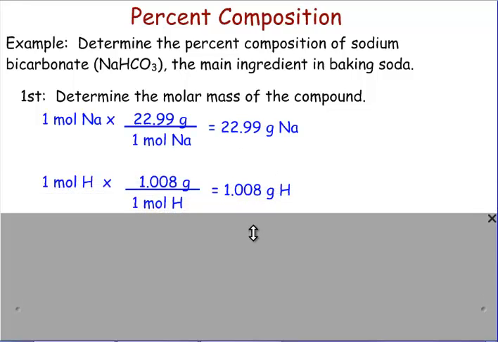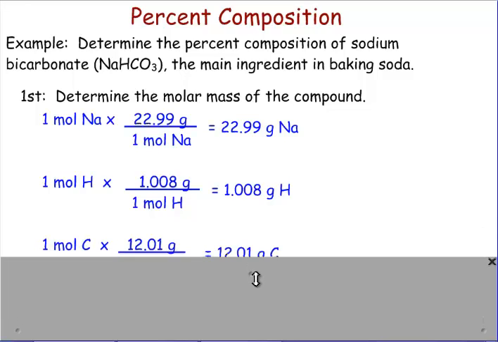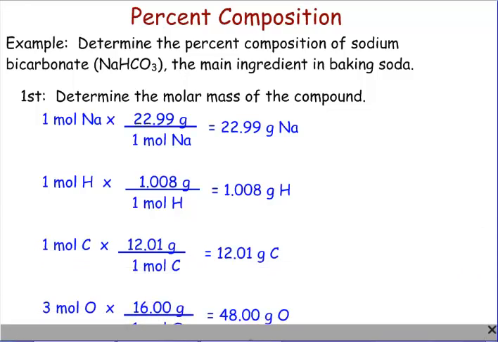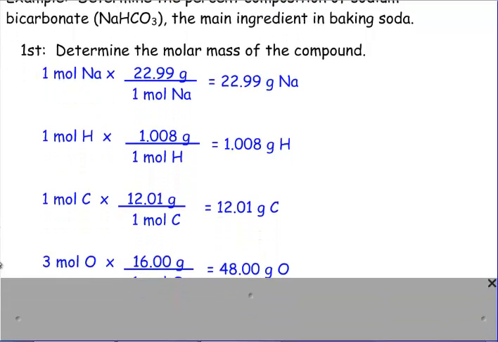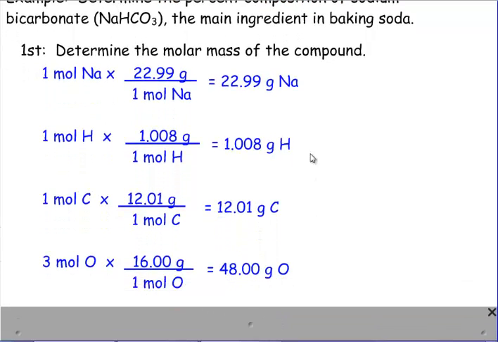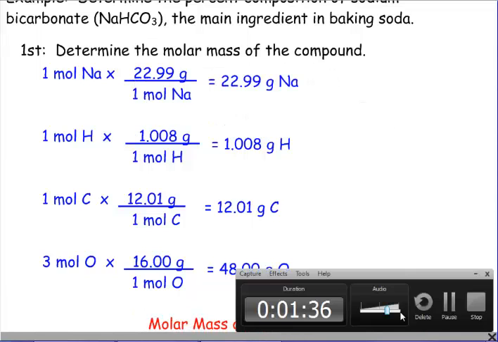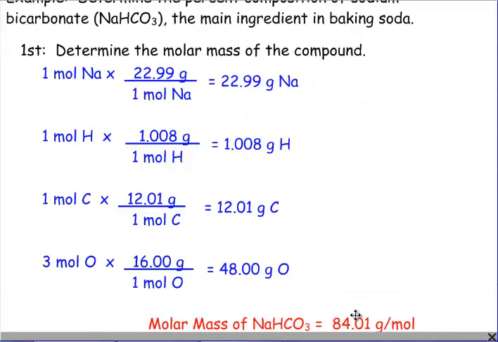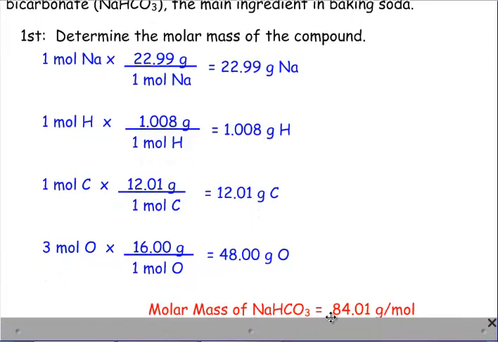And we continue on. 1 mole of hydrogen would weigh that much. 1 mole of carbon. We have 3 moles of oxygen. And just like in class, once we know how much each element is contributing to the total mass, we add up all of those to get the total molar mass of sodium bicarbonate, which in this case would be 84.01 grams per mole. For all of these problems, let's just go ahead and take our masses out to the 100th place, so that we can determine significant figures fairly easily.